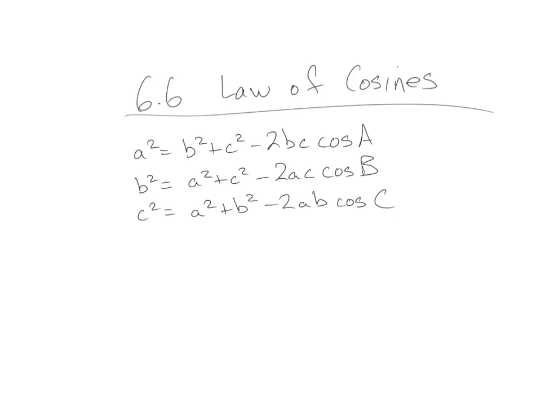Who can tell me what they notice about these three formulas? Anything they notice? All of them have A, B, and C. Those are your sides of your triangle. Kind of looks like Pythagorean theorem. Well, what's the difference between the first, second, and third one? What do they have in common?